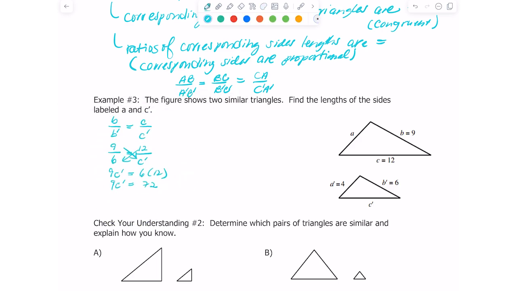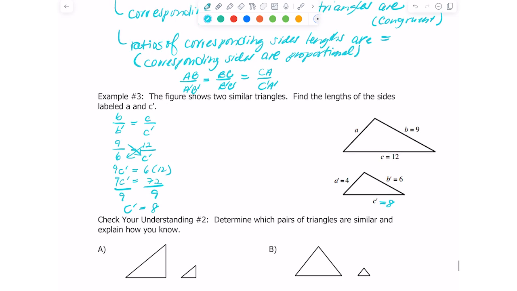9 times what number gives me 72? Well, you can use some mental math there. You'll get 8. But let's just divide. So 72 divided by 9 gives us 8. Okay, so I know that this is now 8.